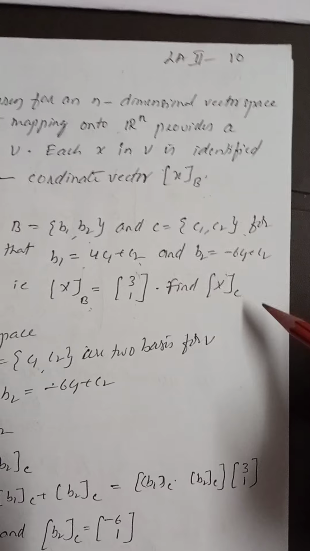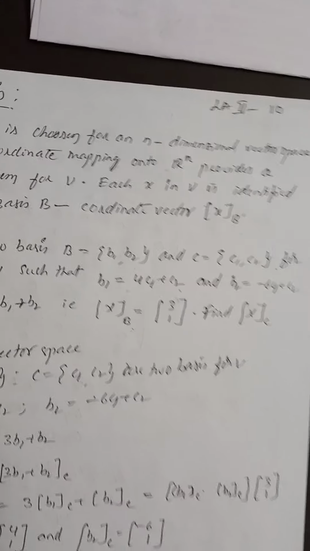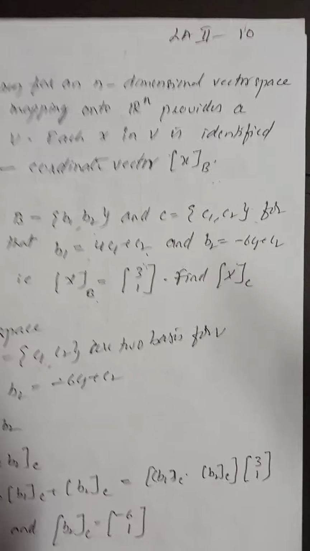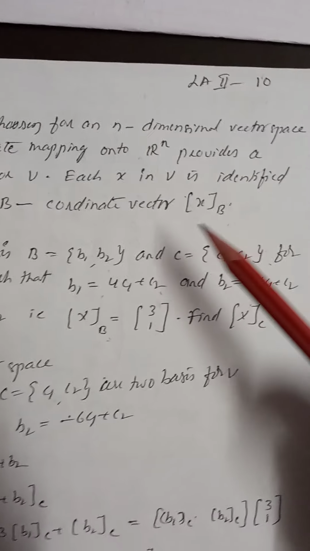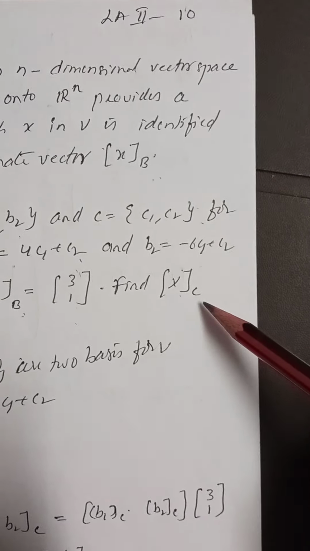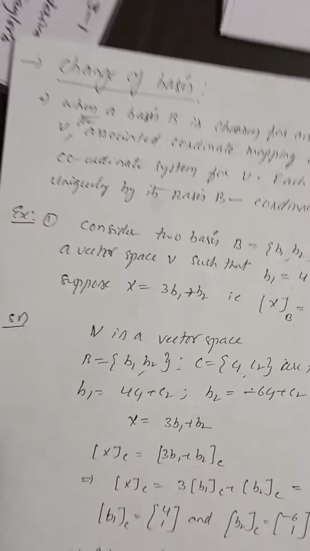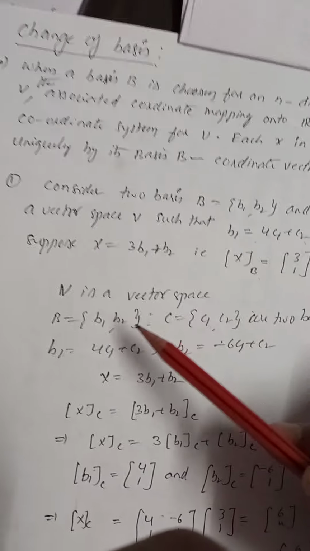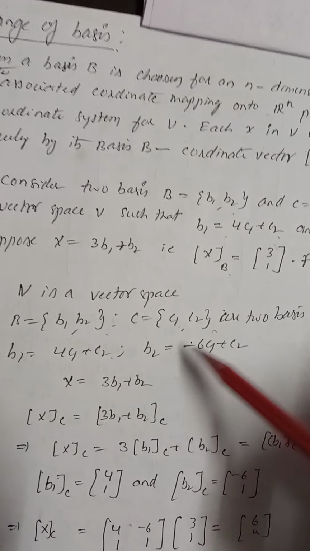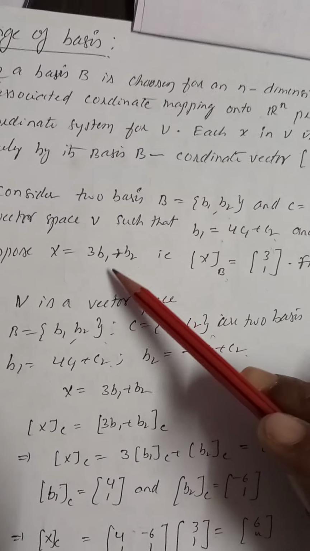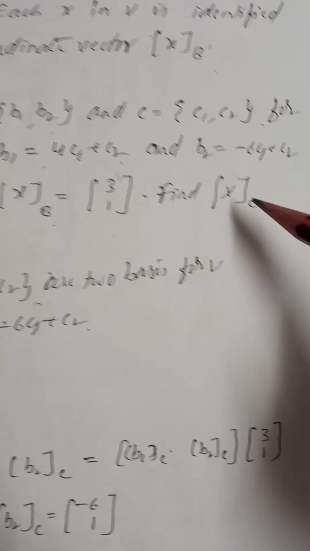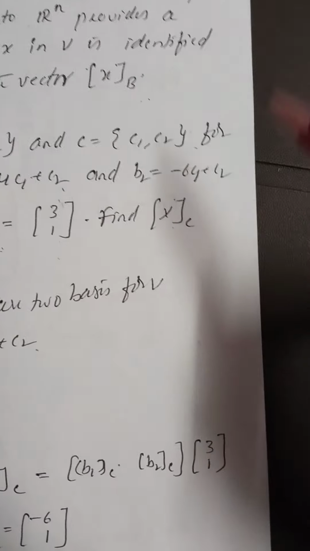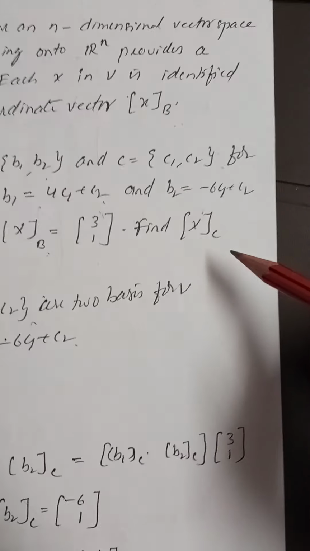Now find [x]_C. That means you have to change the basis, right? That is, we have to find the coordinate vector of x with respect to the basis C. Here, given that V is a vector space, B is given, C is given, b1 and b2 are given, and x is also 3b1 plus b2. We are writing the given data. Next, we need to find [x]_C, the coordinate vector of x with respect to the basis C.